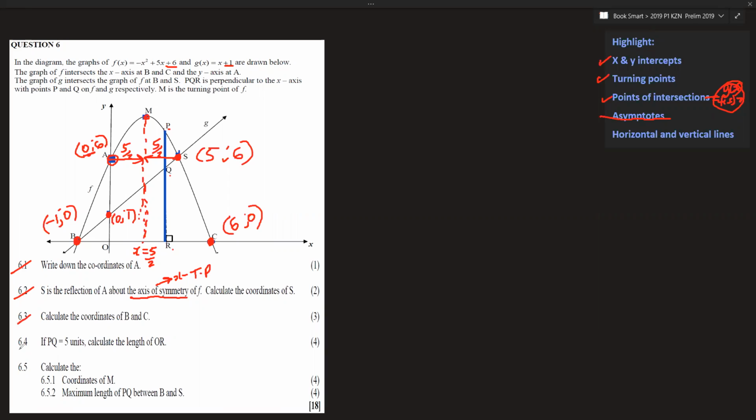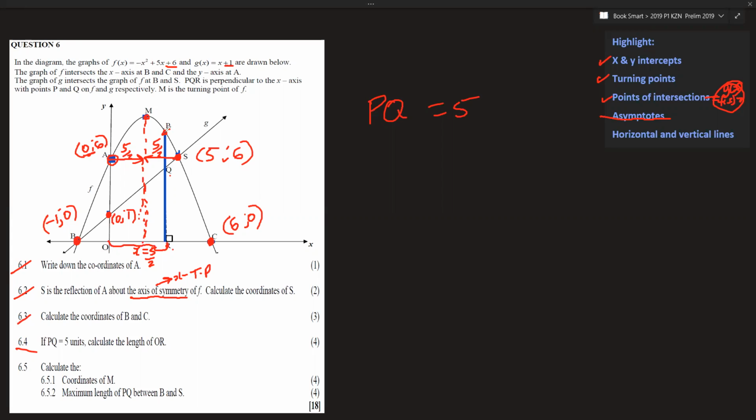Now we need to do 6.4. If they say PQ means the distance between P and Q equals 5 units, we need to calculate the length from here up until here. So from O to R. Okay. That should be fine. So this is what you're going to do, guys.